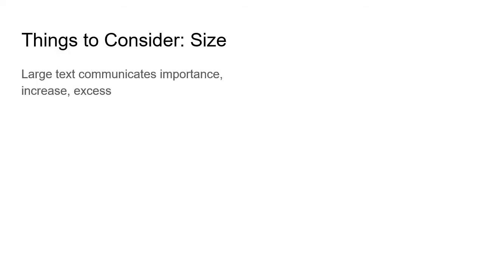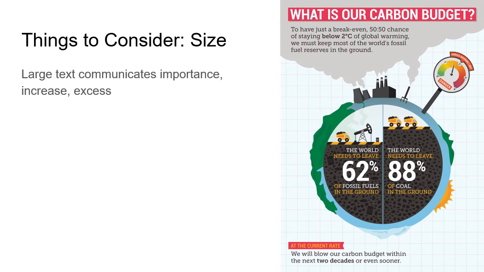So things to consider: size. Larger text communicates importance. It can also communicate an increase or an excess. So thinking about how to communicate particular information by the size of your text or the size of a figure that you use. So here, my eye doesn't jump up to this at first. It goes right to the middle because this is where there's the most high contrast, right? White on this gray to black, and then very large numbers. So it's short and central and huge. So that draws my eye right to it.